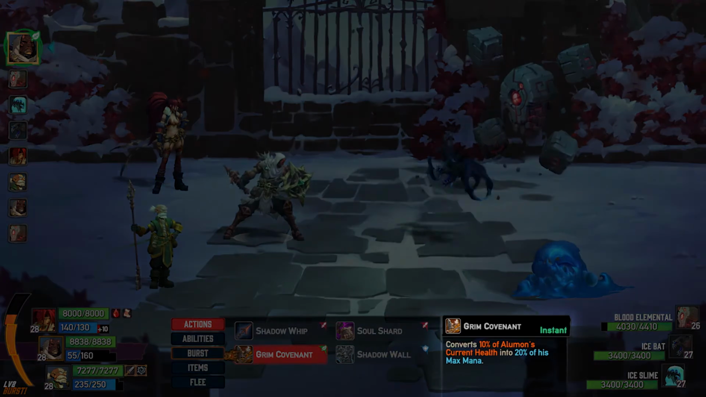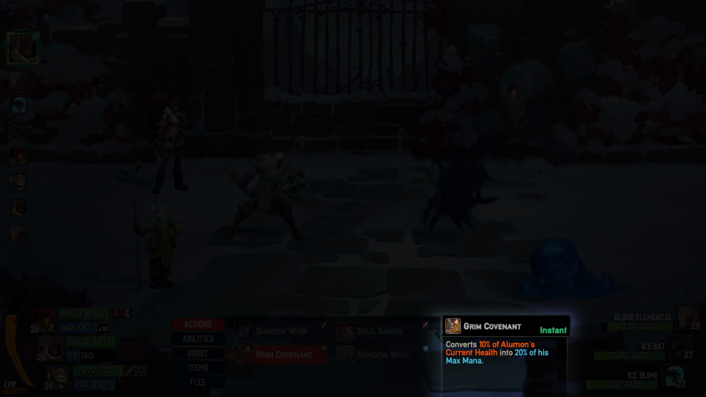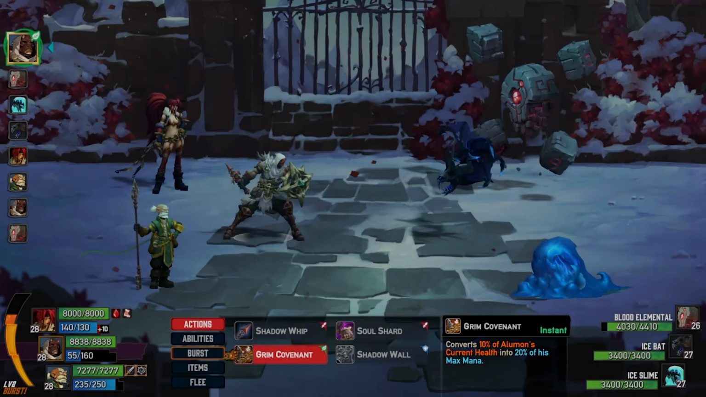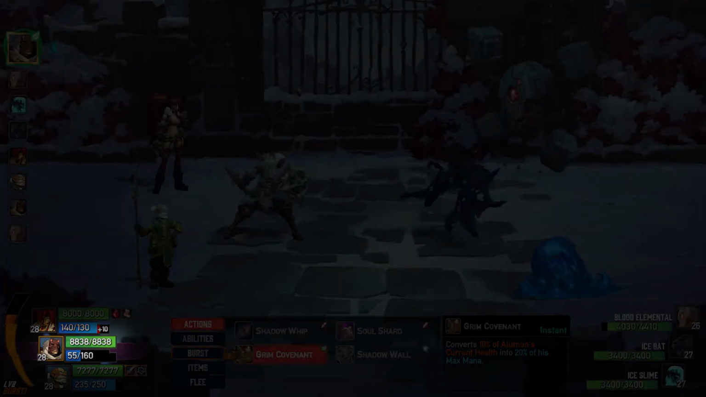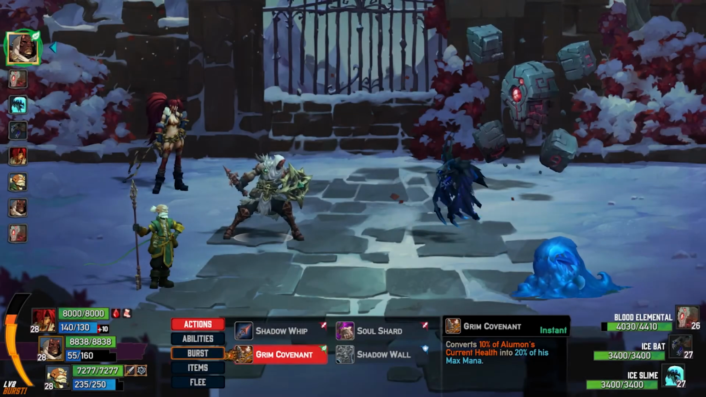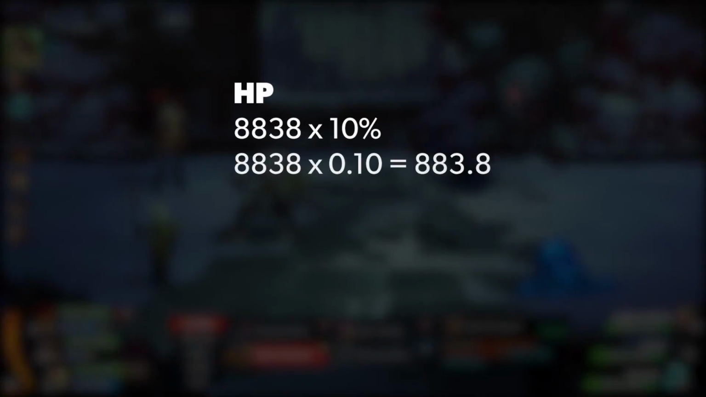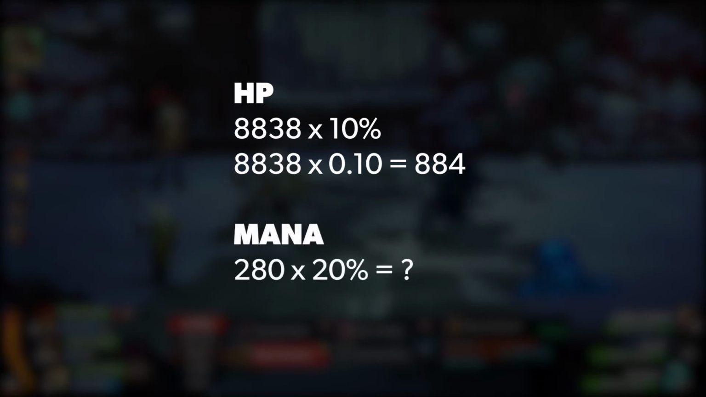In that other example, I'd said that my character sacrifices 10% health to gain 20% mana. Well, if my character has 8,838 health and 160 mana, let's calculate how much health we'll lose and how much mana we'll gain. So the 10% of health we sacrifice totals to 883.8 health, which we're going to round up to 884 for this example, because you can't have decimal health. And the 20% mana we gained is 32 mana.